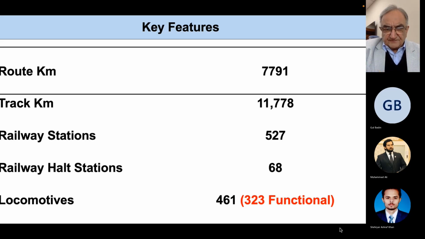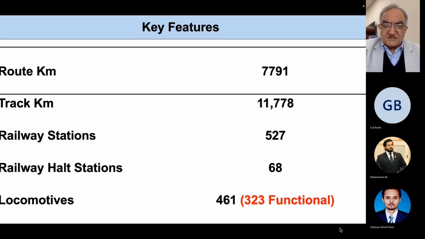And sometimes we need to close down certain stations en route also because of signaling systems बेहतर आ गई हैं. So you don't need railway stations, operating stations, उनको बंद कर देते हैं. So that is why now the number has come down to 527.